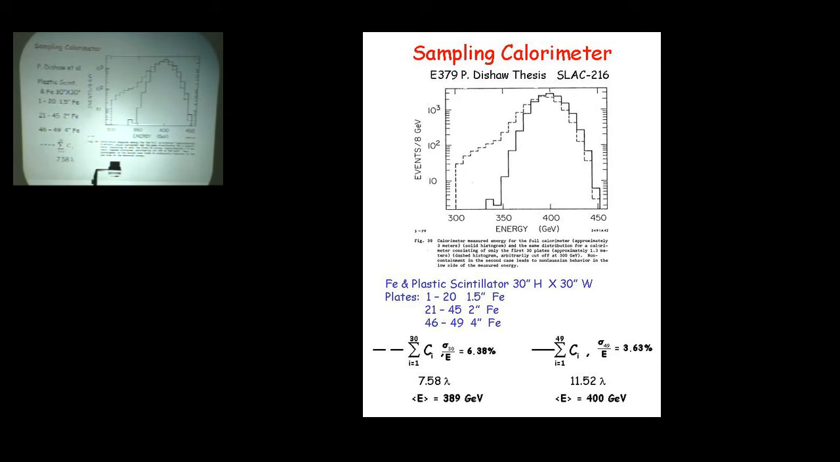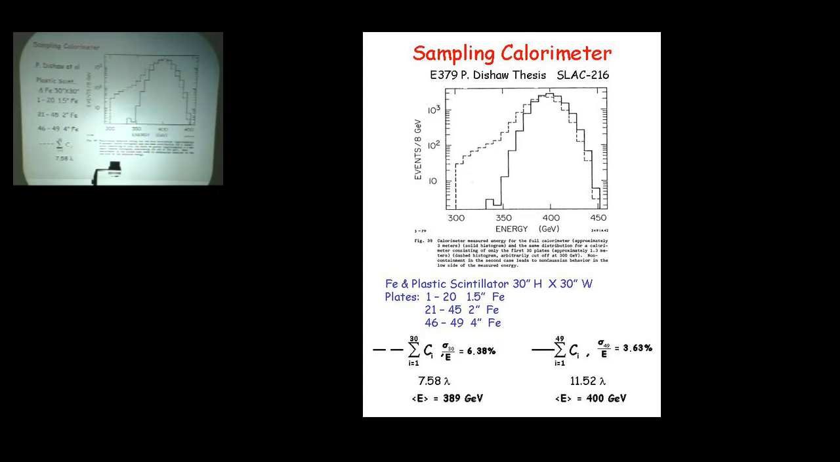So this is a result which is, I think it was 1980 roughly. Pat Dishaw, a thesis student at Stanford, worked on an experiment where there was a sampling calorimeter 30 inches square, and it had a total of about 11 interaction lengths. This is a plot of just the sum of the pulse heights in that total of 49 counters. The arrangement is listed here.